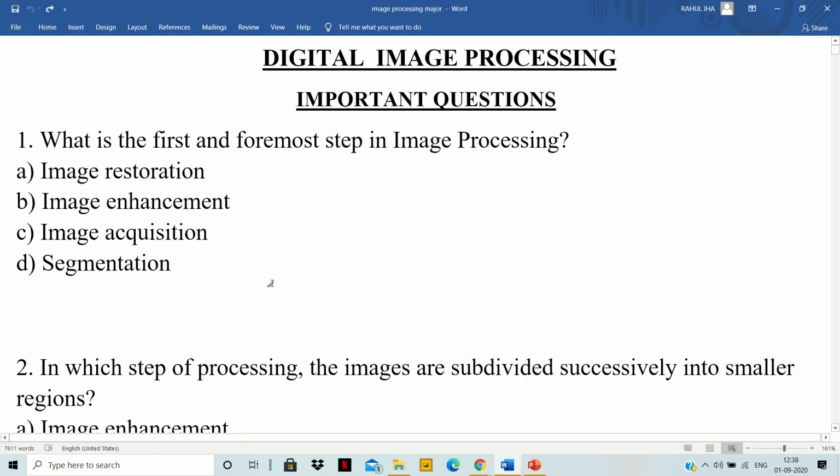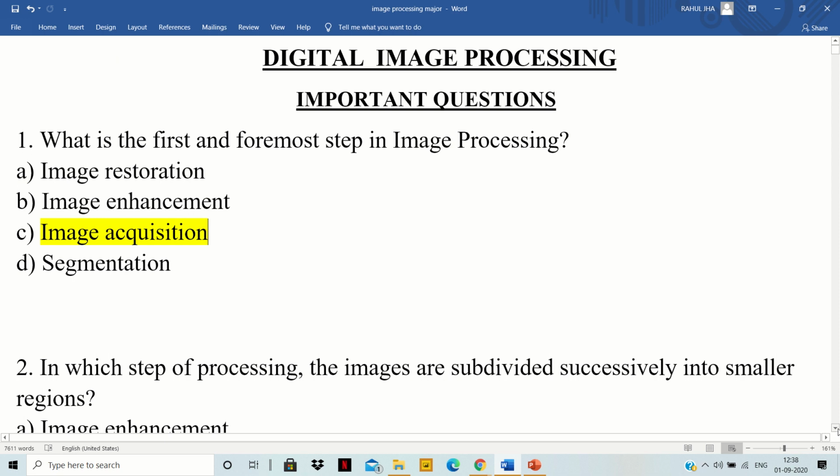So the question is, what is the first and foremost step in image processing? As we already saw, the first step is image acquisition. So the right answer will be C, which is image acquisition.